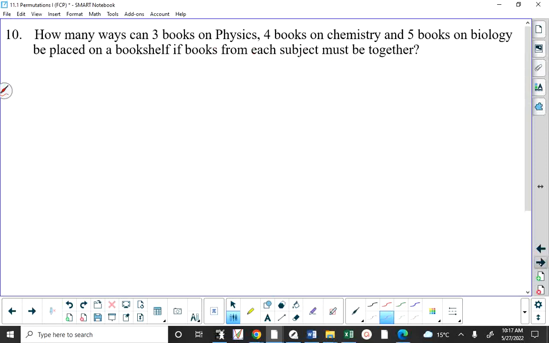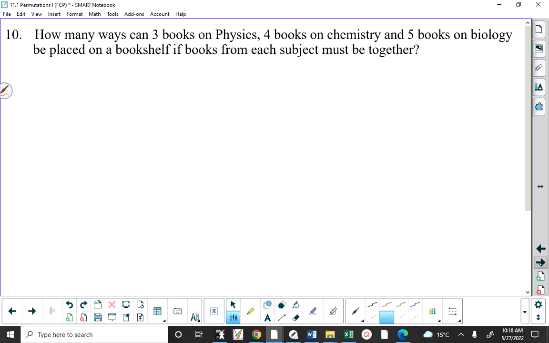And I believe we have one last question. In how many ways can 3 physics books, 4 chemistry books, and 5 bio books be put on a shelf? So I'm going to put these, what do I have? 12 books on a shelf. I'm going to arrange them. But I'm kind of a weird guy. I want my physics books together, and I want my chem books together, and I want my bio books together.